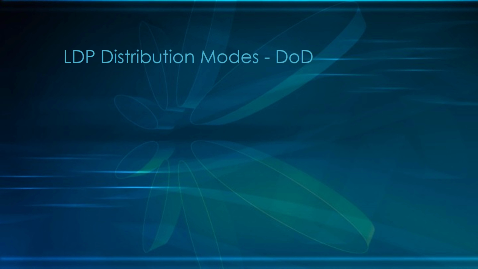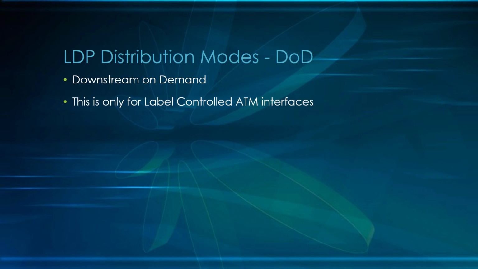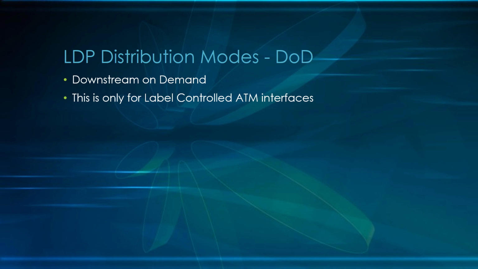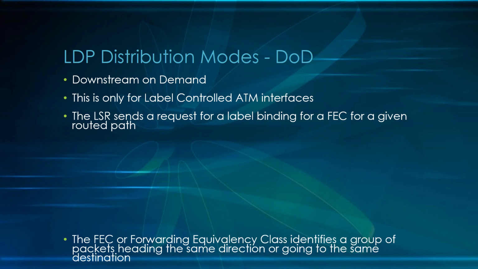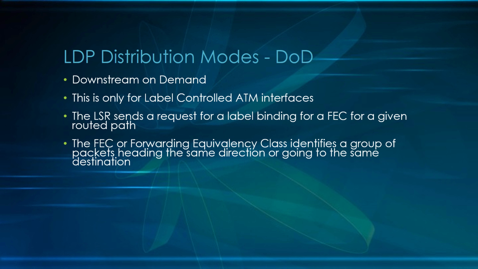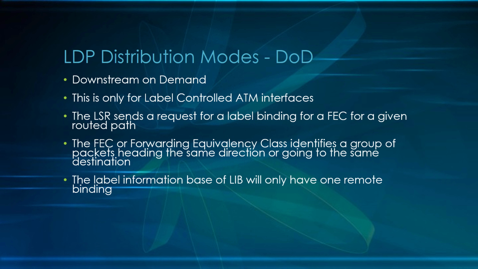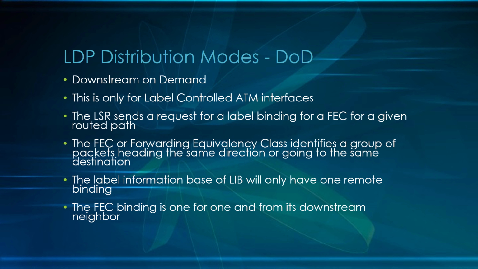Now, downstream on demand, or DoD, is only for label controlled ATM interfaces, where the LSR sends a request for a label binding for a given routed path. The FEC, or forward equivalency class, identifies a group of packets heading the same direction or going to the same destination, and the label information base, or the LIB, will only have one remote binding. The FEC binding is one for one and from its downstream neighbor, which means it's specific.